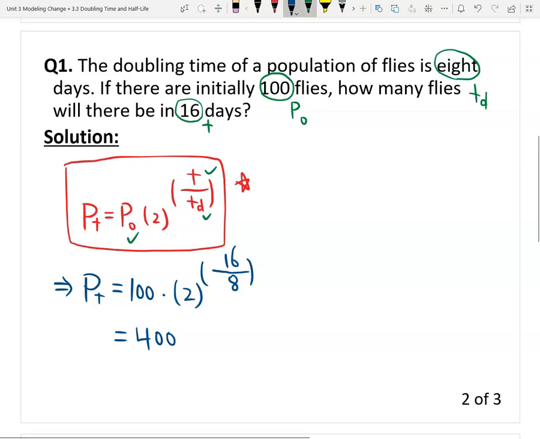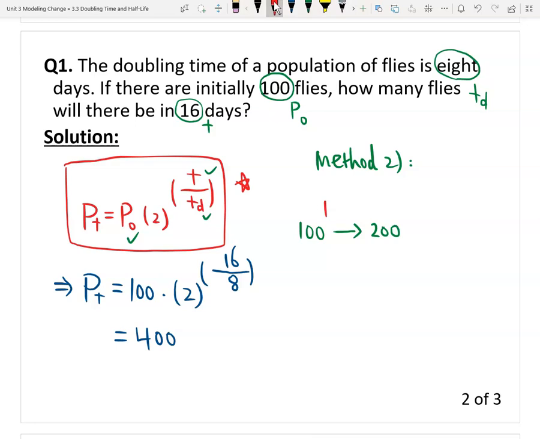For this specific question, we do have another method. Let me call this method 2. I will use the definition. Can we see? At the beginning the initial P0 is 100. You know the doubling time, which means 100 will double and go to 200. And how long do we need? The doubling time, right? Let me put here TD, which is 8 days.